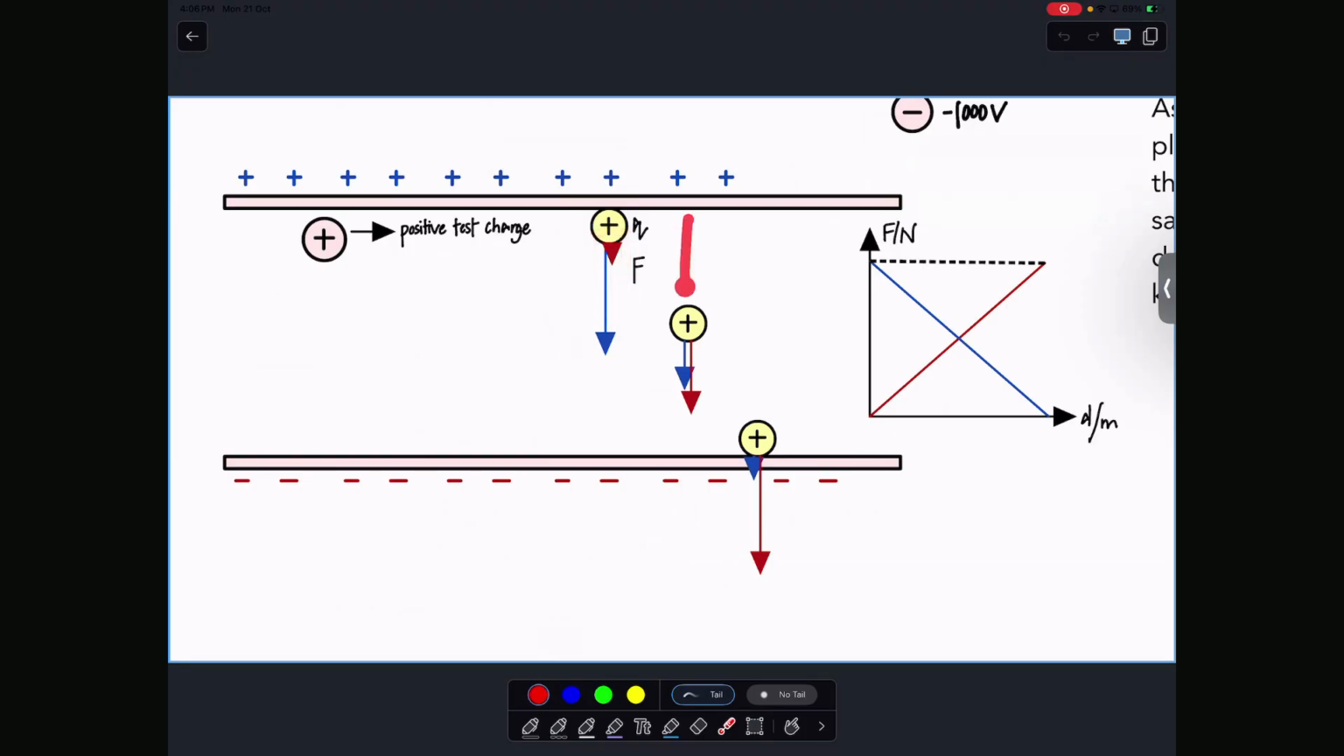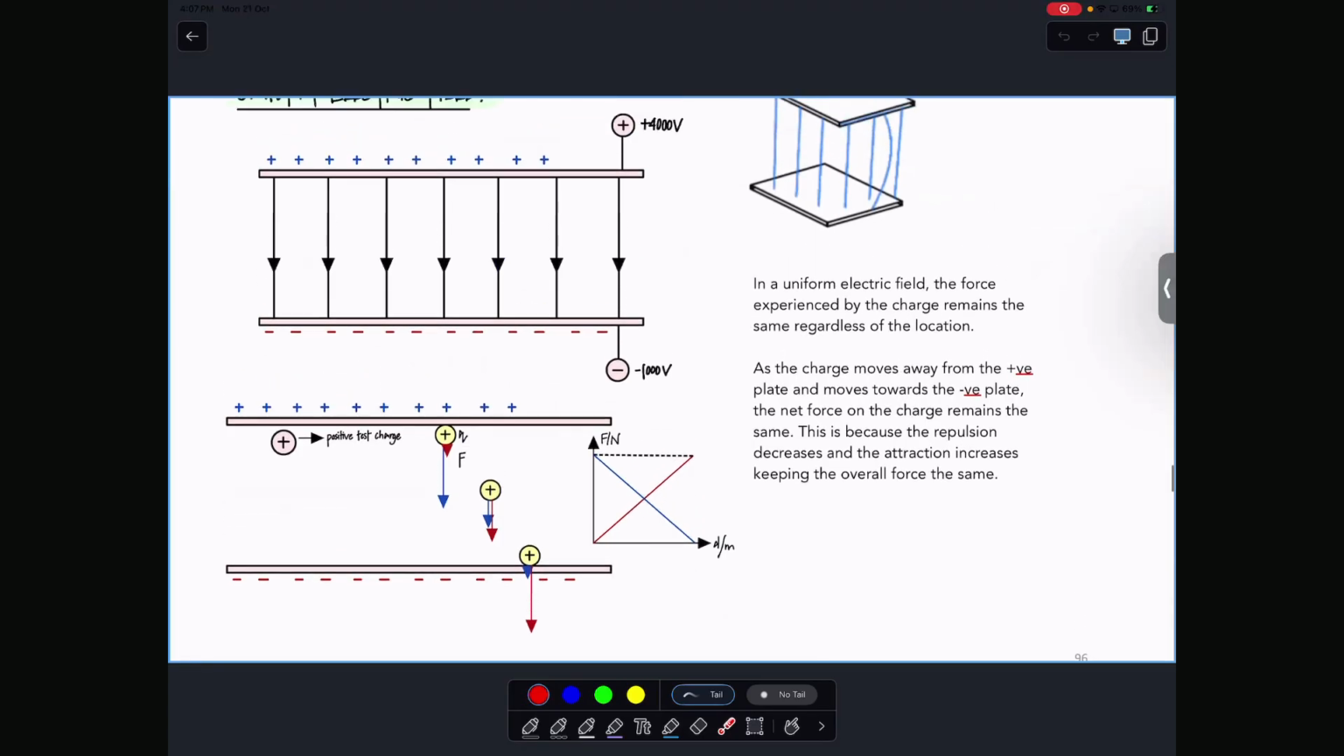But as you start to move further away, the rate at which your attraction increases is the same rate at which your repulsion decreases. So overall, attraction is increasing, repulsion is decreasing, so your overall force remains constant. And that's the reason why this is a uniform electric field. Also just keep in mind that the force will always act downwards, parallel to the field. So even if your particle is going this way, the force will be what? Downwards. So that's what your uniform electric field is.